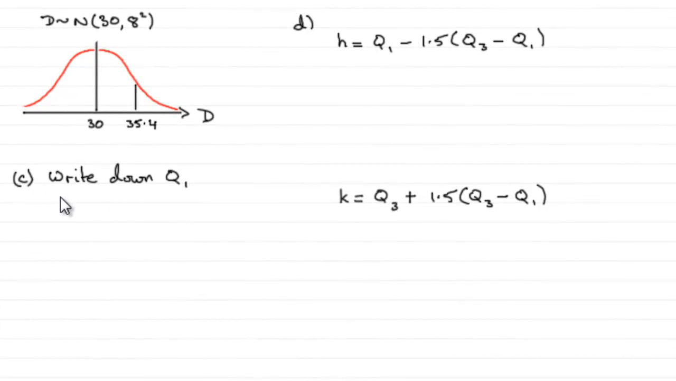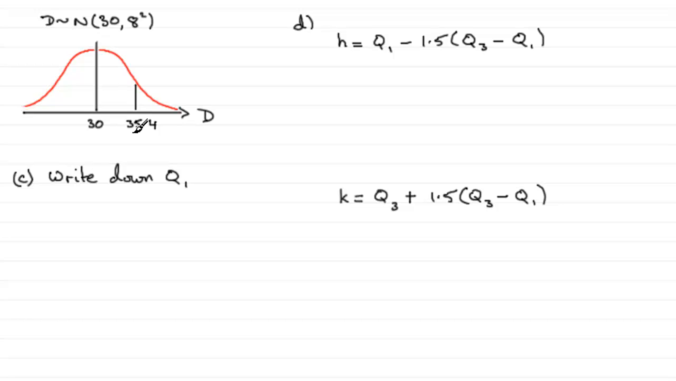Now in part C, we're asked to write down the value of the lower quartile, Q1. And this is obvious because you should be able to see that we worked out earlier that the upper quartile, Q3, was 35.4. So Q1 has got to be exactly the same distance away from the 30 as the 35.4 is, but below it because of the symmetry of the distribution.